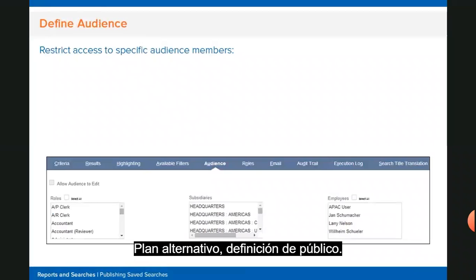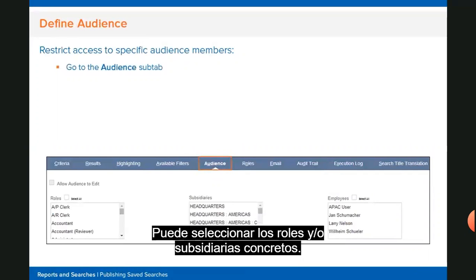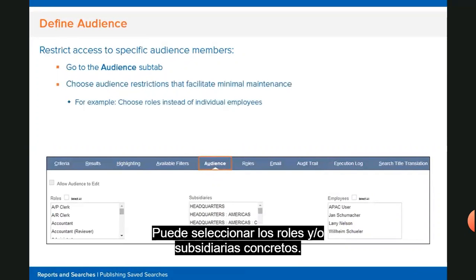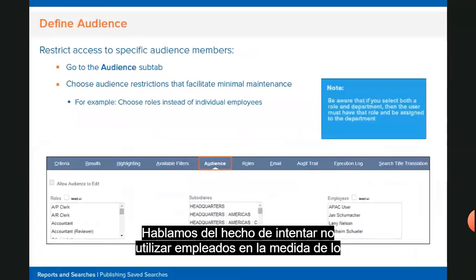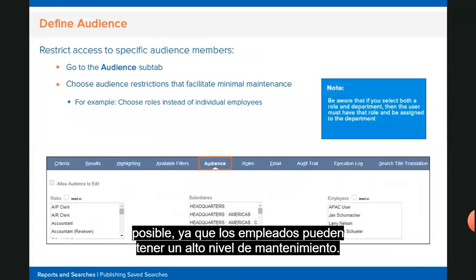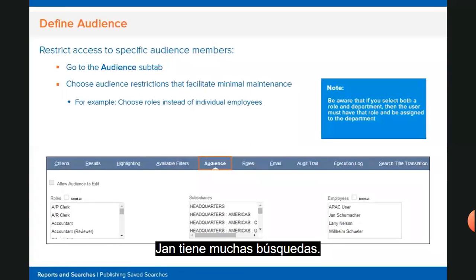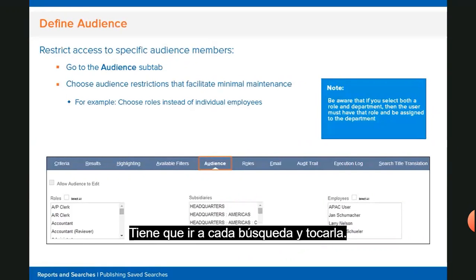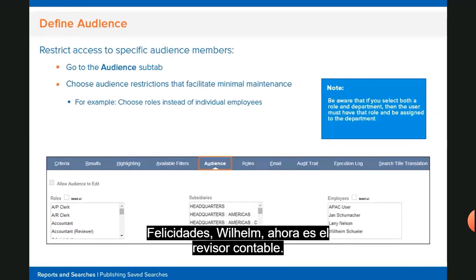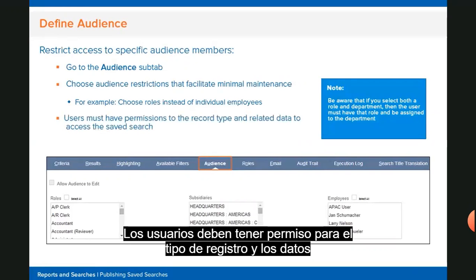Alternate plan, instead of public, audience. You can select what particular roles and or subsidiaries. We talked about the fact trying not to use employees where possible because employees can be high maintenance. Jan has a lot of searches. Jan decides to retire. Wilhelm comes in. You've got to go to every search and touch it. It's easier to say, Jan was the accountant reviewer. Congratulations, Wilhelm. You're now the accountant reviewer. The users must have permission to the record type and the related data to be able to access the saved search.